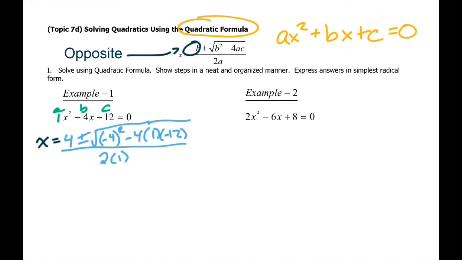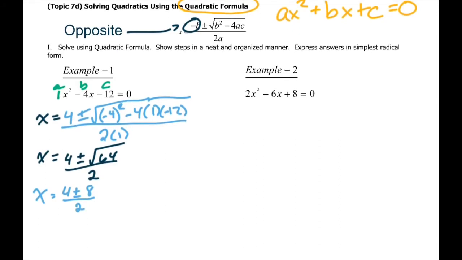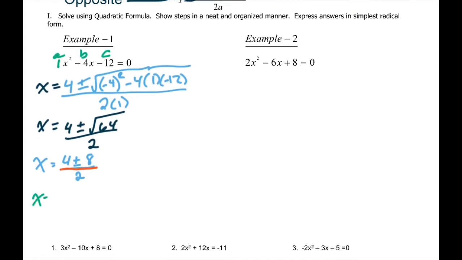And now we try to simplify. So following PEMDAS, we're going to do what's in the square root first, and we are going to get 64. All over 2. And now, square root of 64, since that's a perfect square, we really have 4 plus or minus 8 all over 2. And notice how I keep that fraction bar across the whole thing. So the 4 isn't separate, it is also on top of the fraction bar. And then let's simplify, and we're going to get 2 answers here.